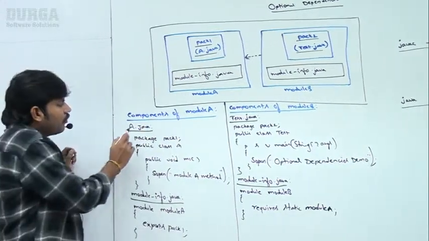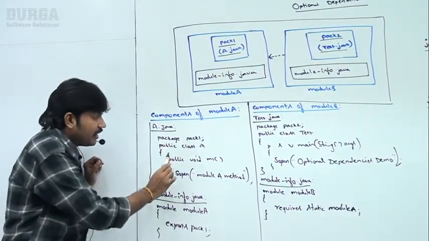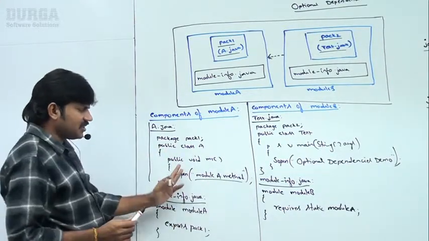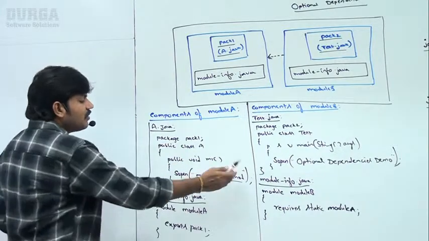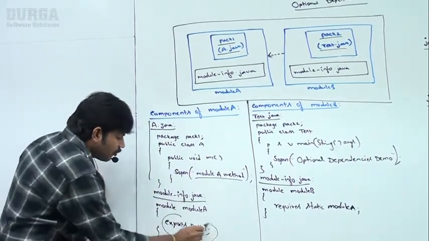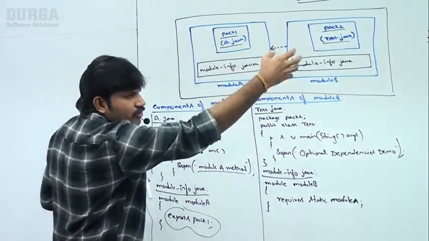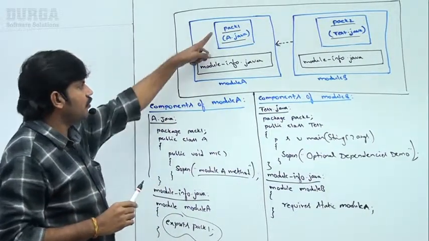Now the module A components: package pack1, public class A, public void m1, the module A method. So it contains pack1, which contains the A class, and then the m1 method. Sir, module-info.java exports pack1. So module A exports this pack1 to outside parties, so module B is able to access it, right? This is module A.